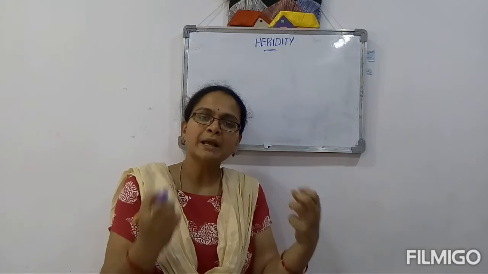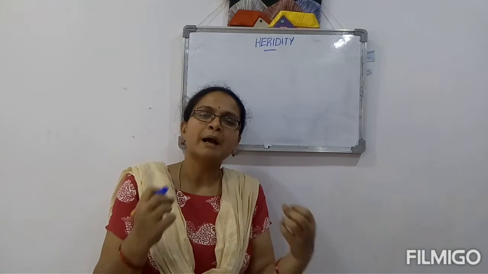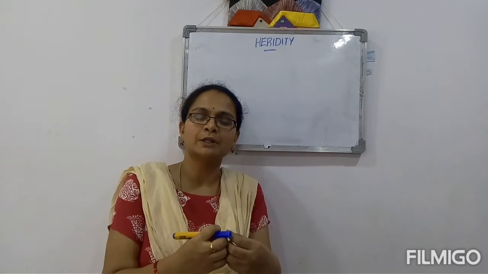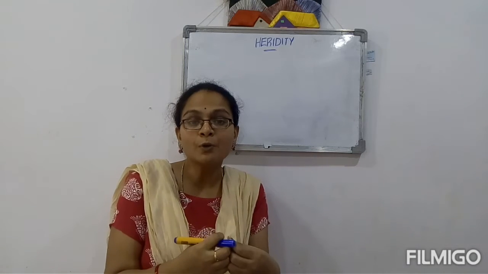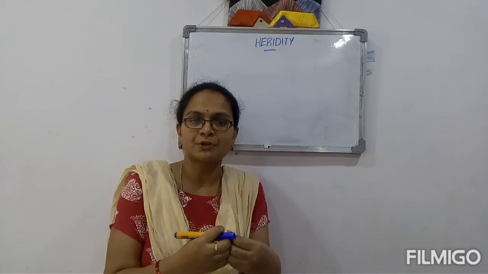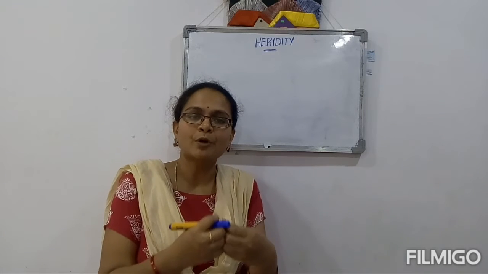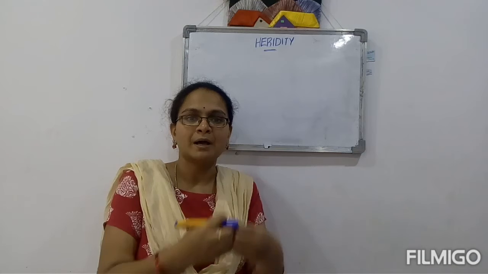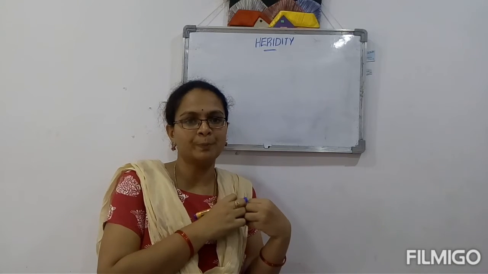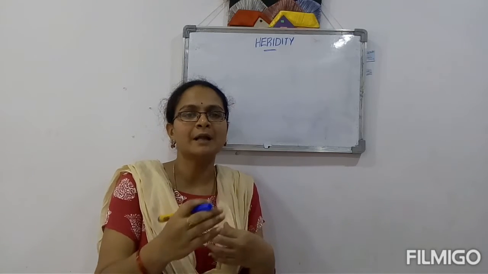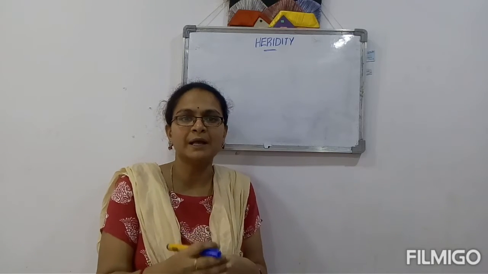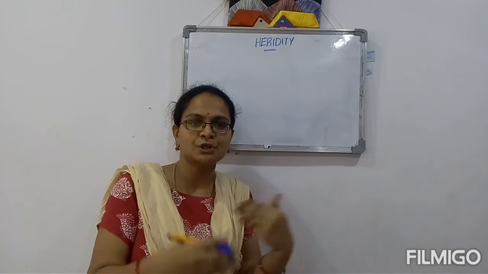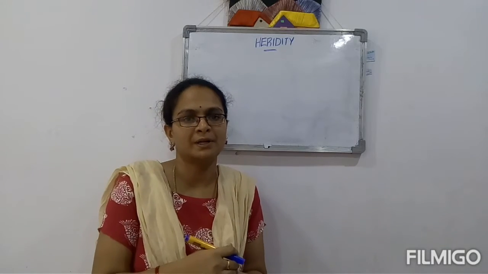Then the male and female gametes combine together, fuse together to form a new organism, a new progeny. When the progeny is formed, the chromosomal number is the same as that of the parent. So the fixed number of chromosomes is maintained in the parental generation and also in the next generation.